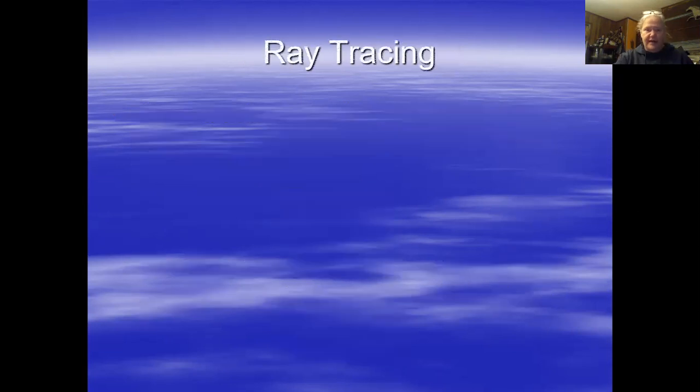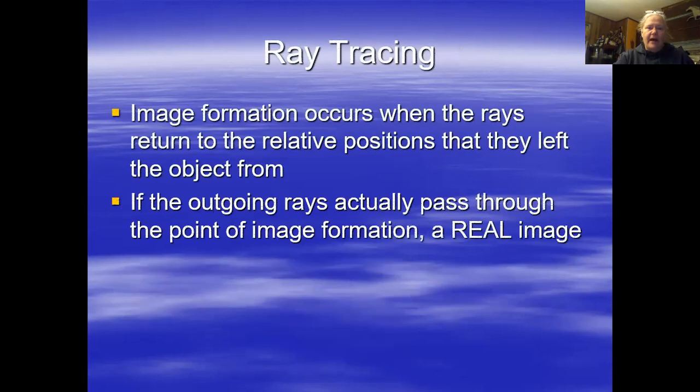So when we talk about image formation, there is a video with a whole lot of ray tracing information on it, so I'm not going to do a ray trace here. We're just going to talk about the criteria for the image. Image formation occurs when the outgoing rays of the lens or the mirror come back together in the same relative position. Now, they either really do this or they appear to do this.